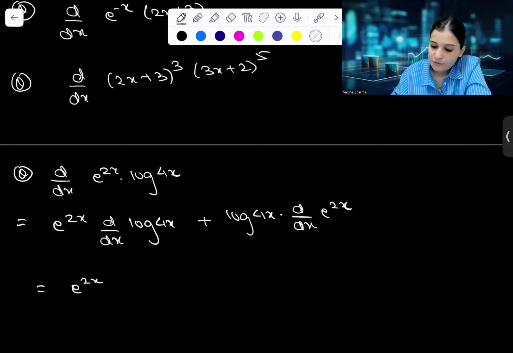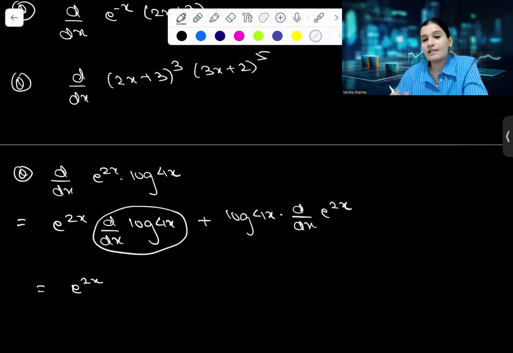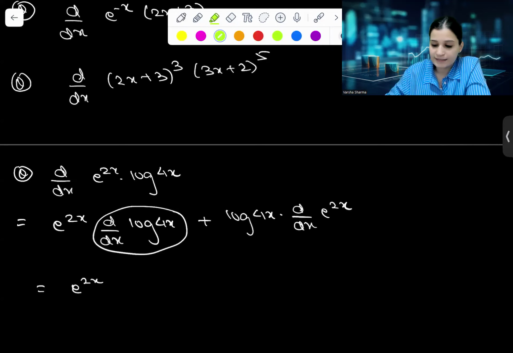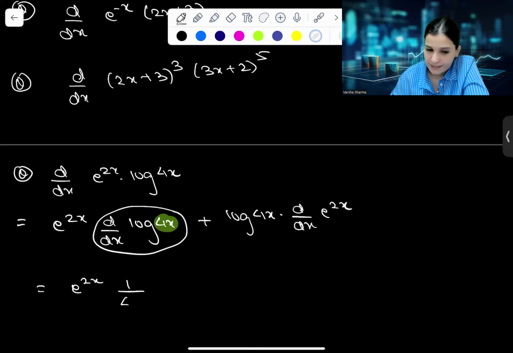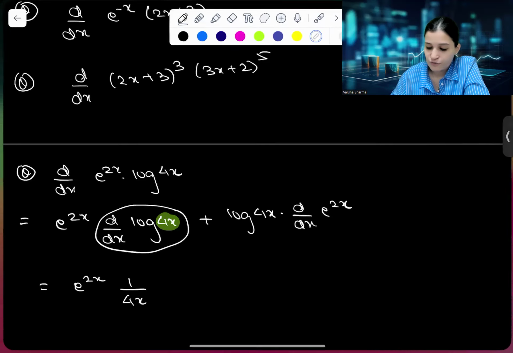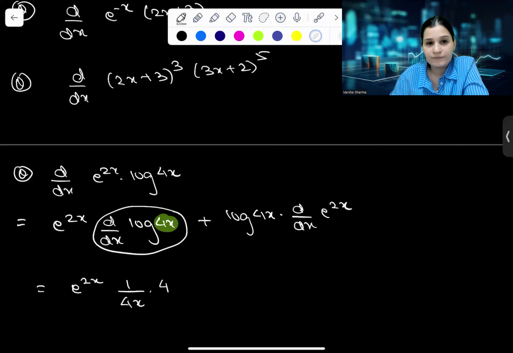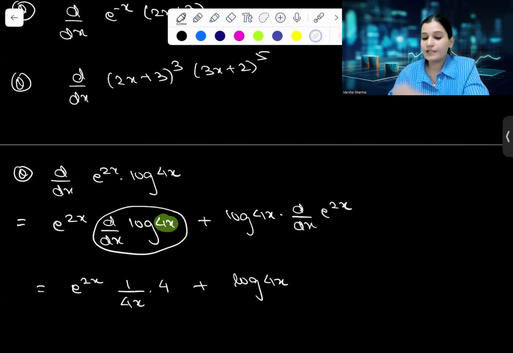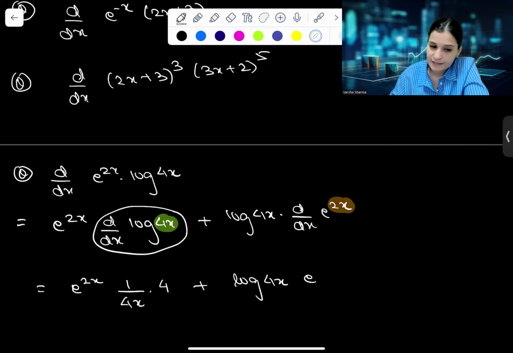When I differentiate log 4x, I'll treat it as log x. The derivative of log x is 1 by x. Instead of x, we have 4x, and the differentiation of 4x is 4. Plus, I will leave log 4x and differentiate e power 2x. I'll treat it as e power x, where the derivative of e^x is e^x. The differentiation of 2x is 2.